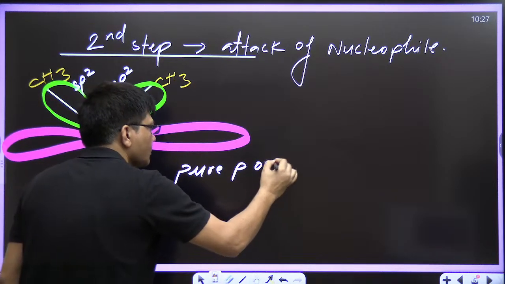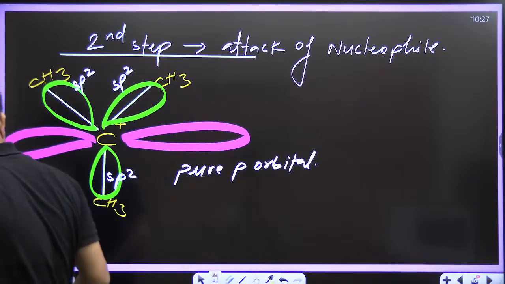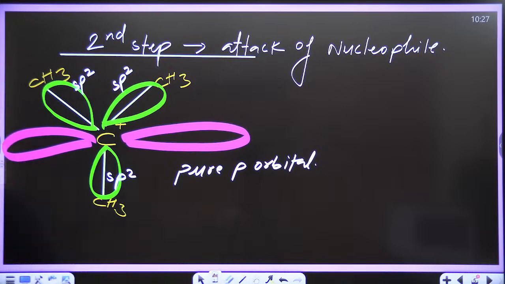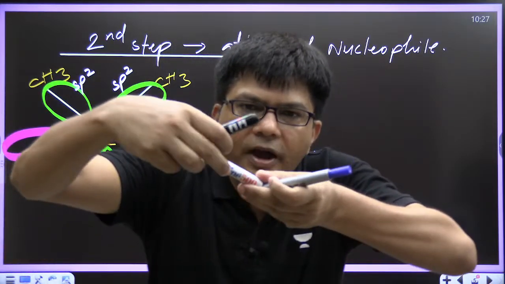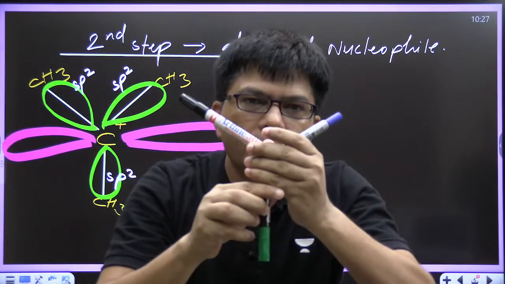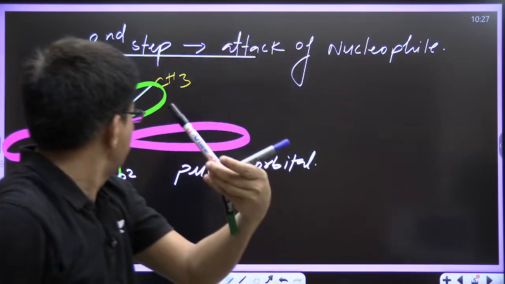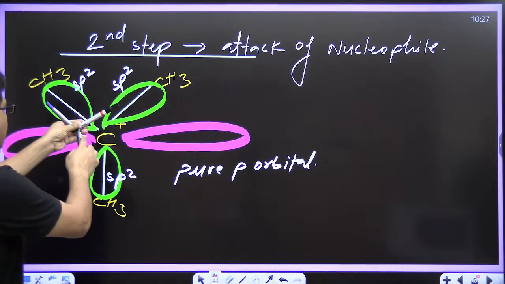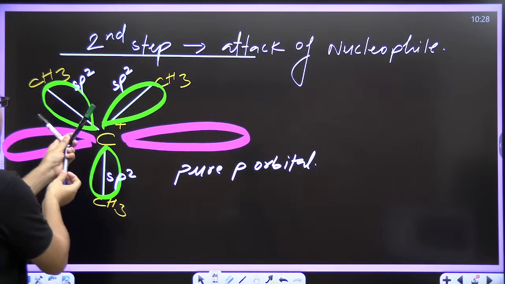Pure p orbital, how will it look? Let me show you. Just give me a second. Pure p orbital is like this. See, this is trigonal planar. The sigma bonds are trigonal planar. Can you see? It's like this, Y. You can see clearly this is Y.